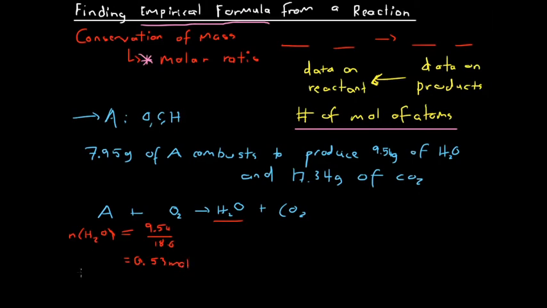And from there we can find the mole of hydrogen, which is going to be double this, because for every water molecule we've got 2 hydrogen atoms. Sorry, for 0.53 mole of water, we're going to have 1.06 mole of hydrogen.